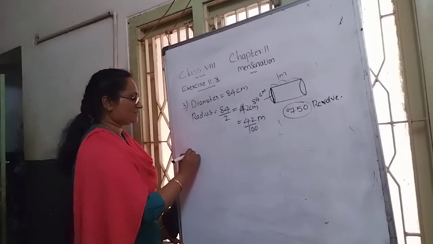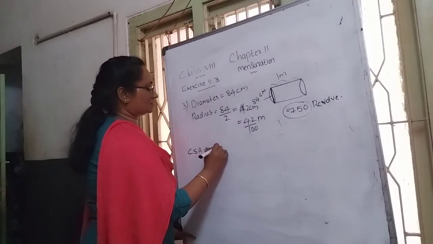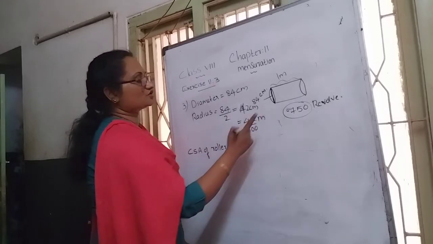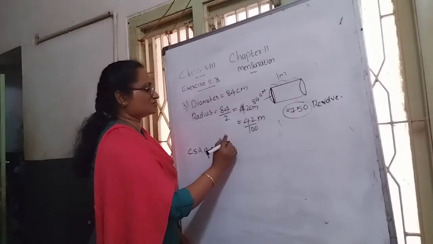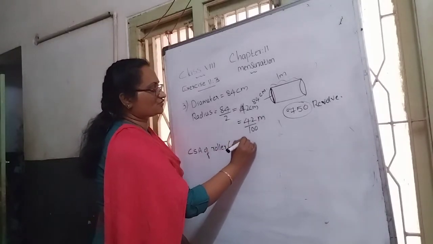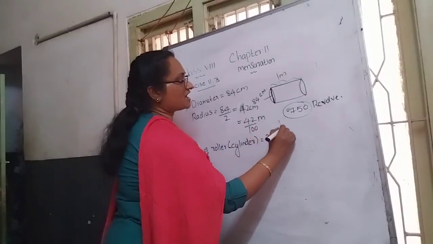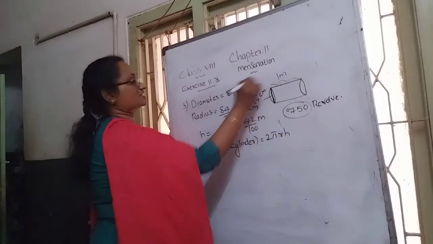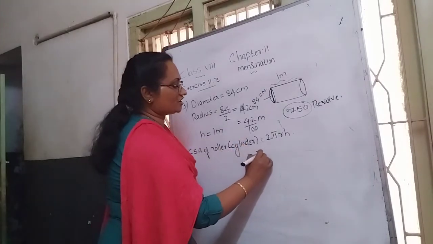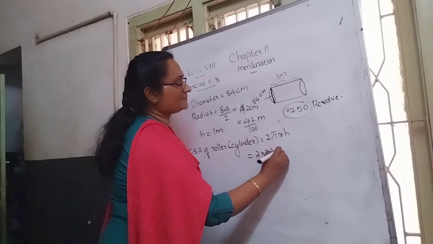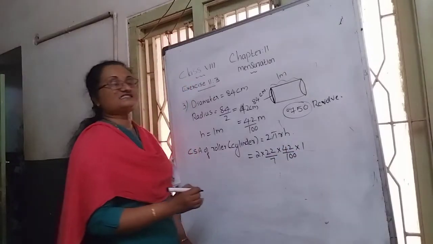Then next, find the CSA of the roller. The roller is in which shape? Cylinder shape. So what is the formula for finding CSA of a cylinder? Formula is 2 pi r h. Here the H value, height, how much is given? Height is 1 meter. The values: 2 into pi is 22 by 7, R value is 42 by 100, into H value 1.